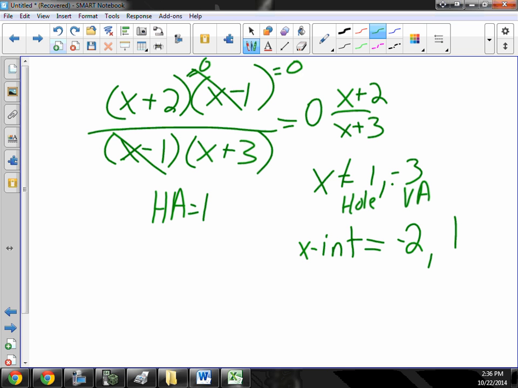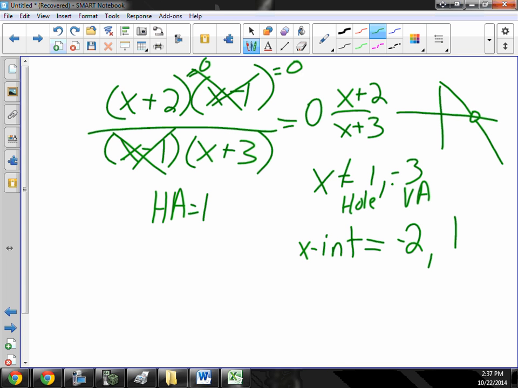Can we have an x-intercept in the same place that we have a hole? No, because if you get close to the x-axis and then there's a hole and you go through it, there is no x-intercept. So you set the top equal to 0, but if that number creates a hole, it can't also create an x-intercept.